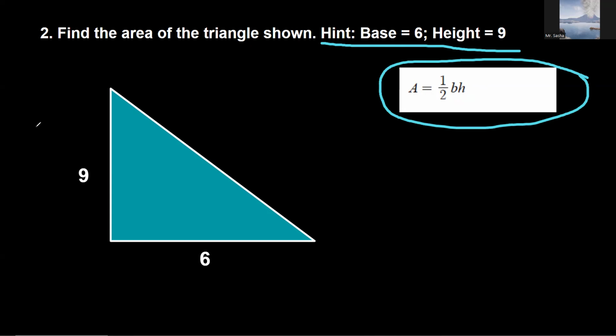Now, remember, the base here is 6, and we have a height of 9. So we have the base of 6, the height of 9. Now, let me show you how to solve this. Remember, in the last one, we had area equals 1/2 times base times height. So let's put the formula. Let's actually put it in white, I can't see it.